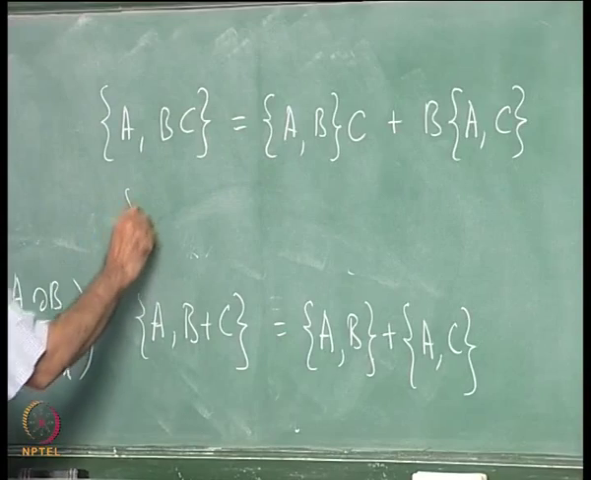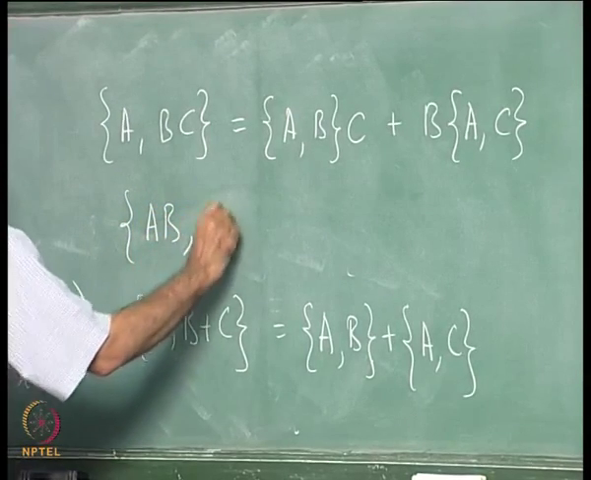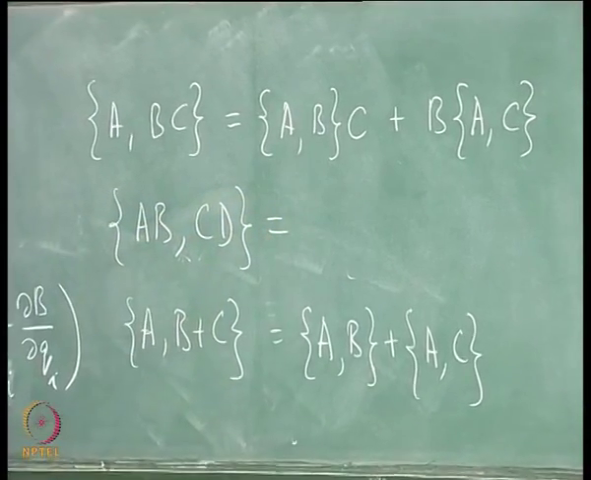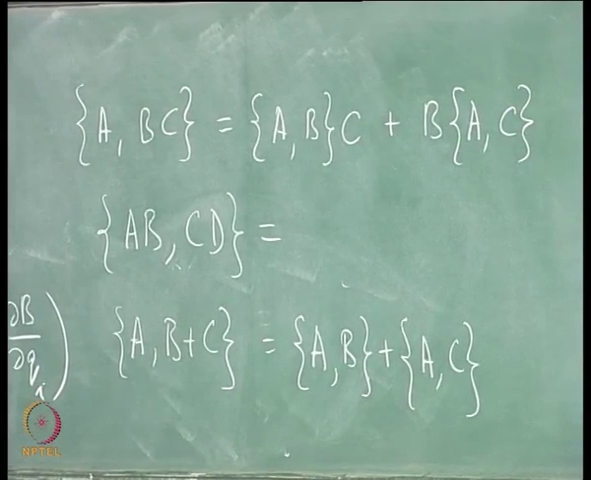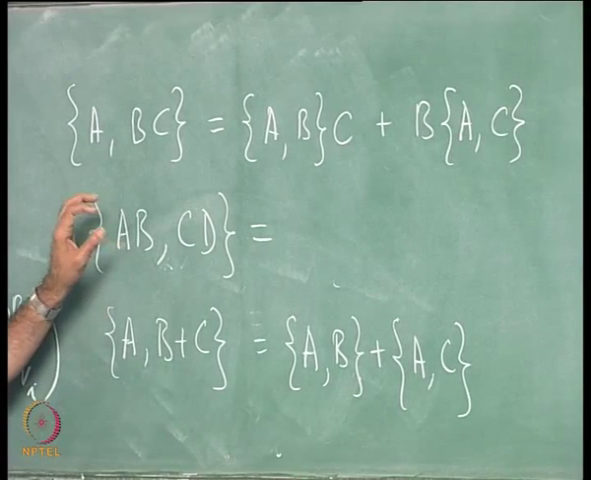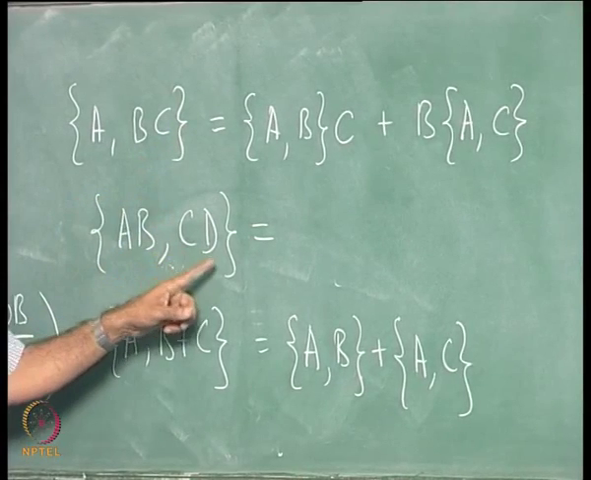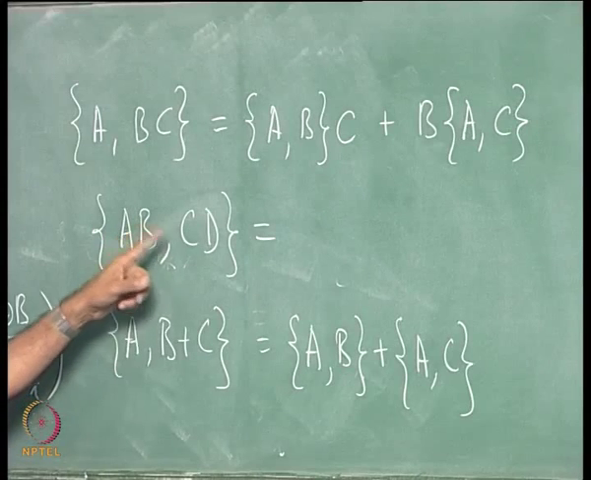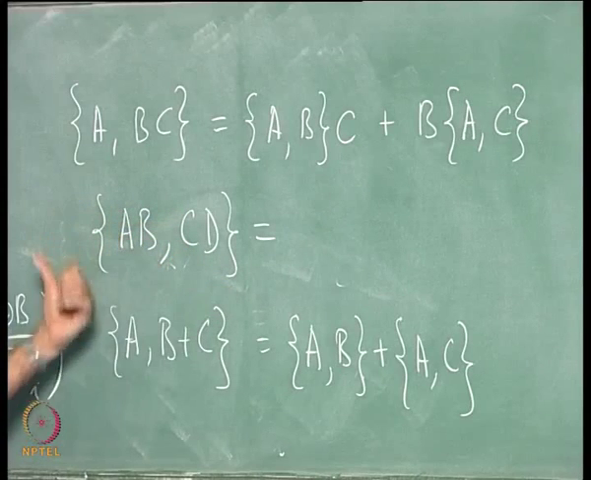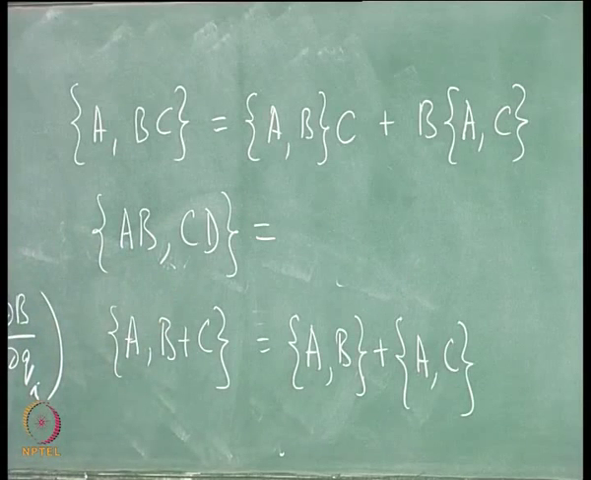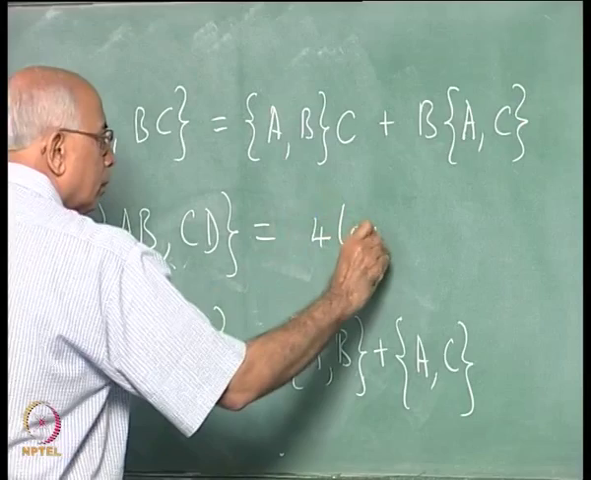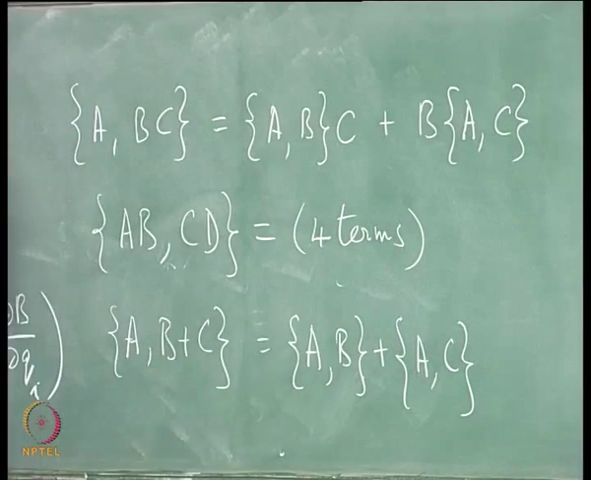What would A be with CD be equal to? What would you get on the right hand side? You would get four terms. So first treat CD as a unit and use this formula for decomposing it into Poisson brackets of A with C and A with D, and then use the formula again for decomposing these into two more terms. So you get a set of four relationships. So this is four terms on the right hand side.